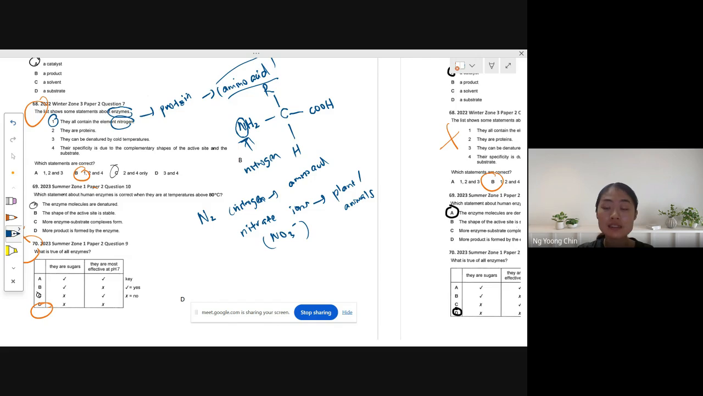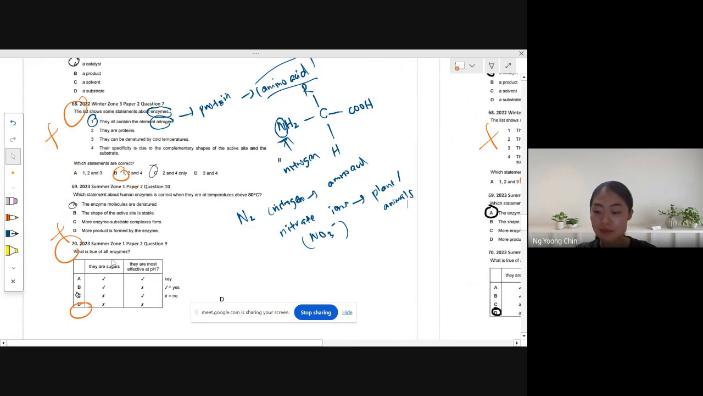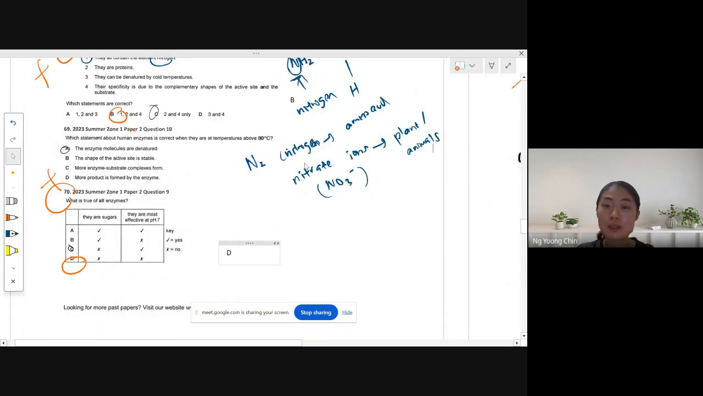Especially the plant cells, they will absorb the nitrate ions. Inside the plant cell, after they absorb the nitrate ions, they will convert them into nitrogen compounds. So the nitrogen helps to make the amino acids. So this is the relationship between them. I hope you are clear. You have learned chemistry, right? So you should have seen this word before, nitrate ions.